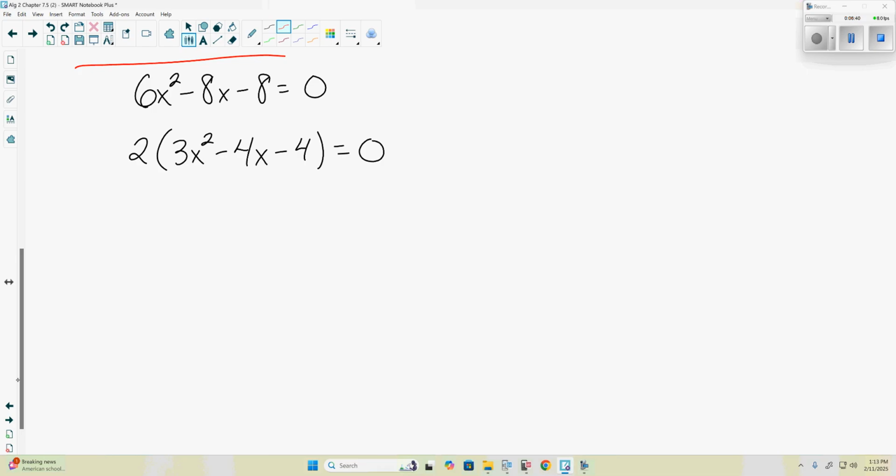Now, the 2 is not going to be as important to this whole thing, because again, whenever we multiply two things together and equal 0, one of them has to be 0. Well, we're multiplying 2 with this quadratic. Well, the 2 just can't magically become 0. The only part of this that can be 0 is our 3x squared minus 4x minus 4. That's what can be 0. Now, we will need to factor it.